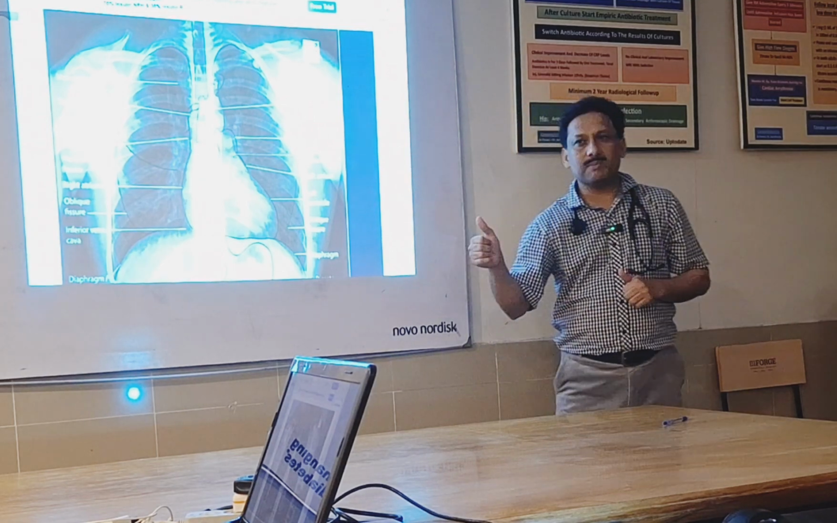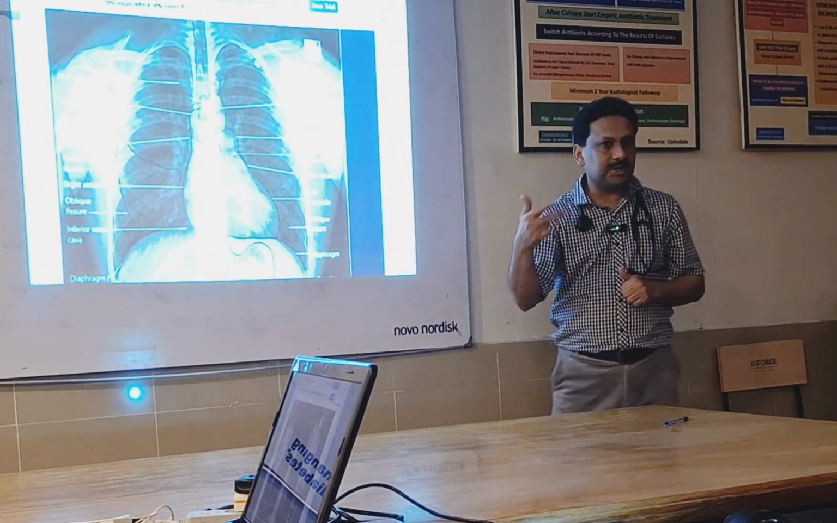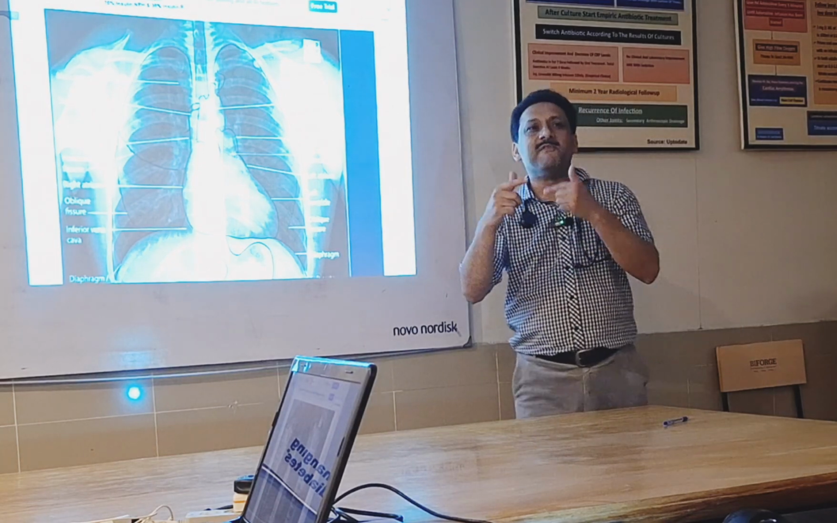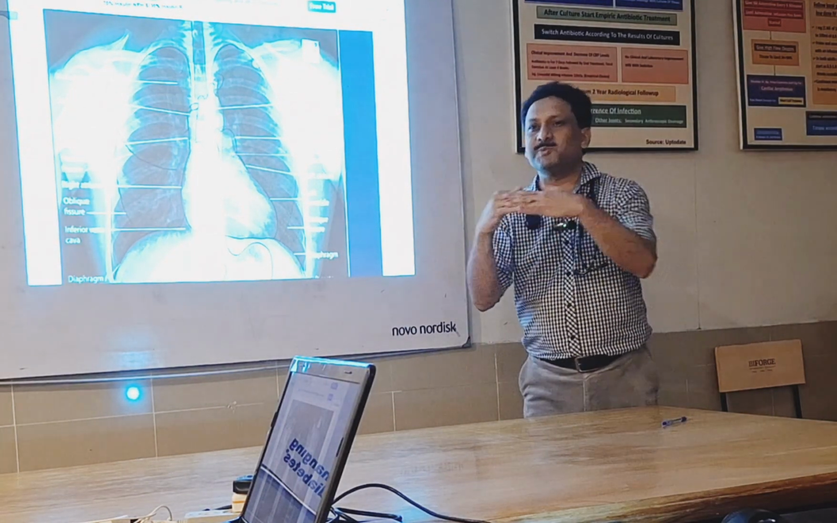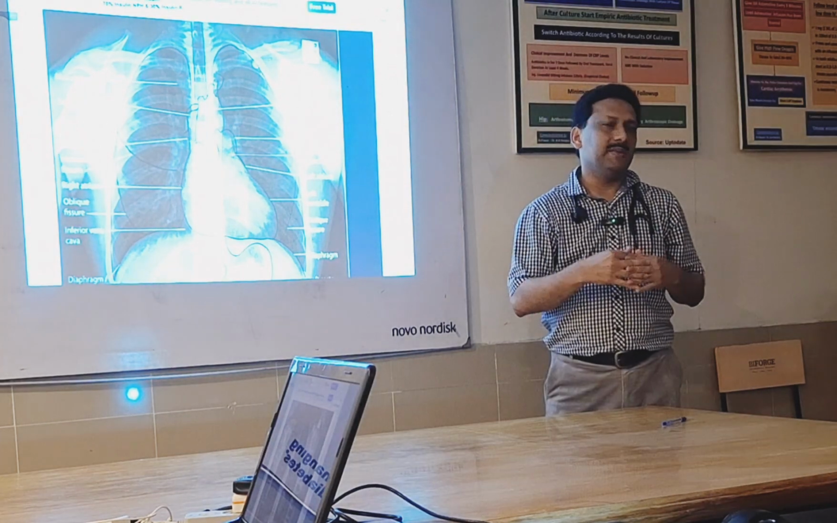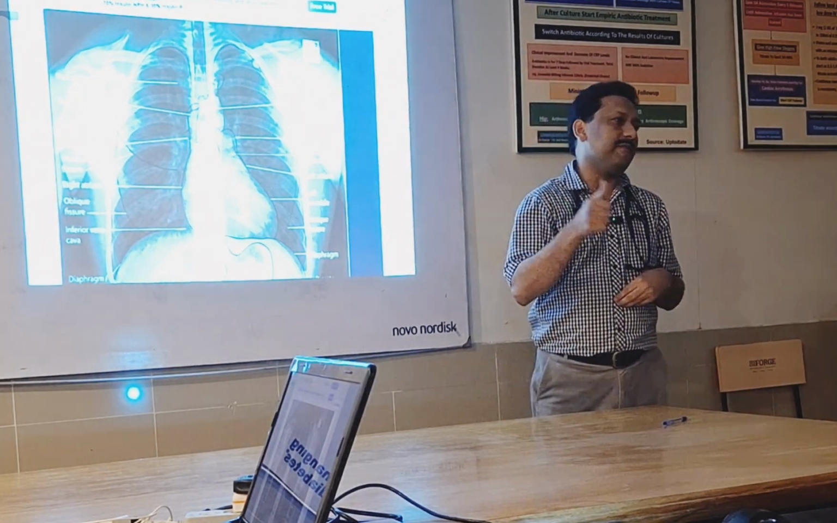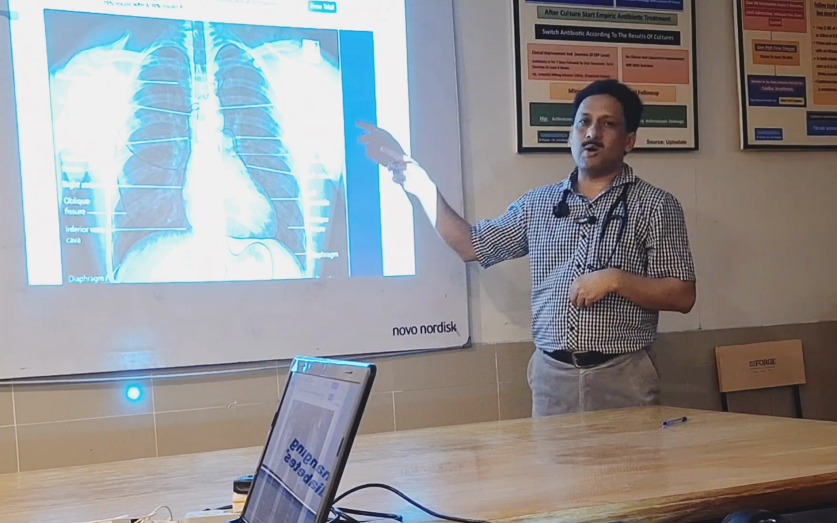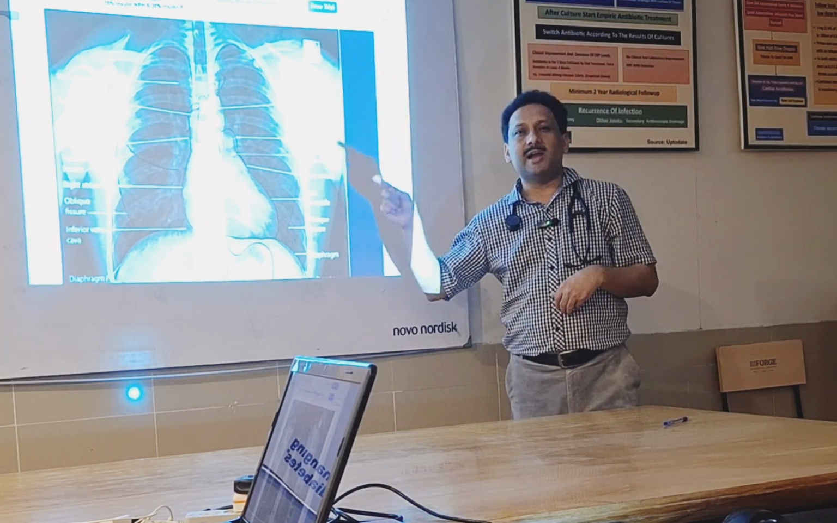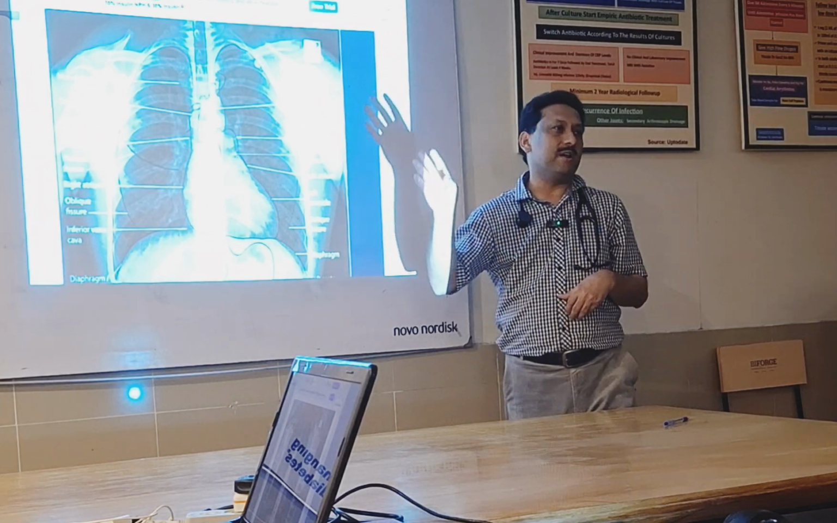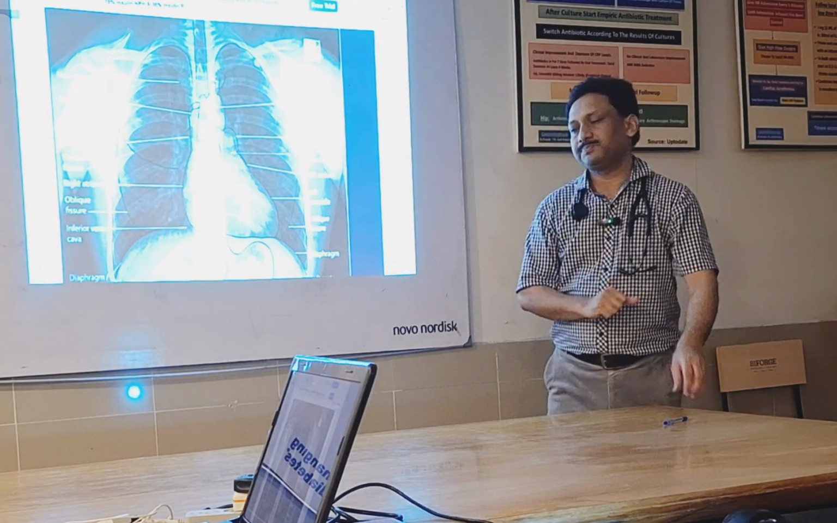Here P is for position, R is for respiration, like in what phase of respiration the patient is, whether the patient is in inspiration phase or expiration. Then E is for exposure and V is for view. So we'll be focusing on 4 technical details first, and only then will I tell you how to interpret X-rays in the easiest ways.